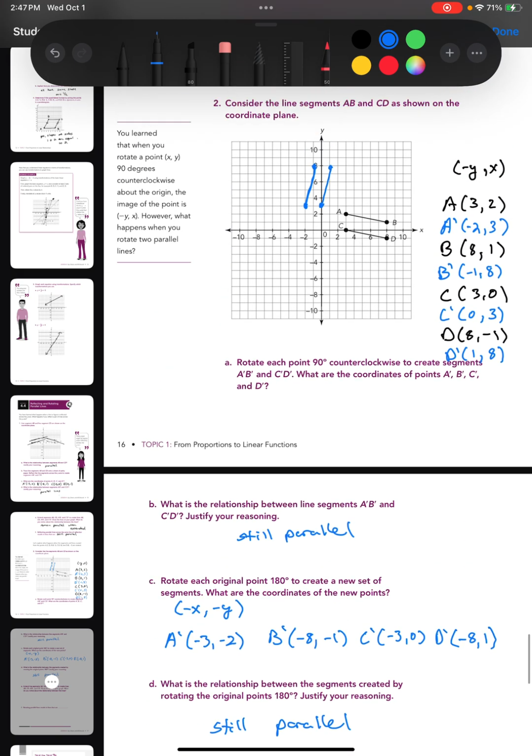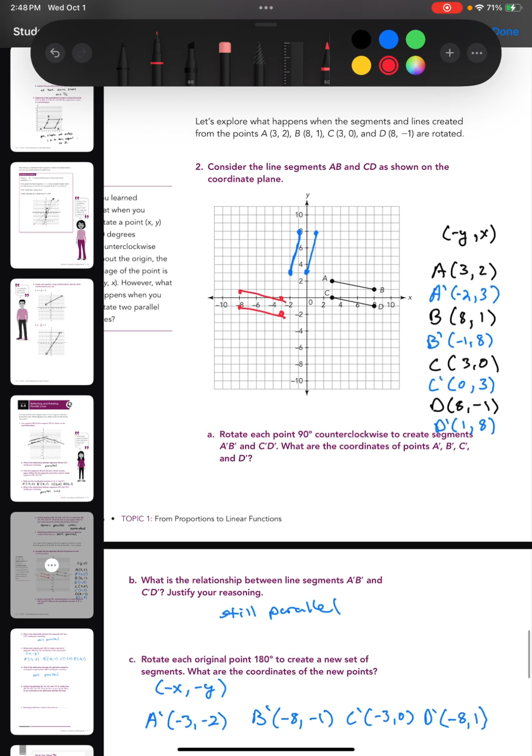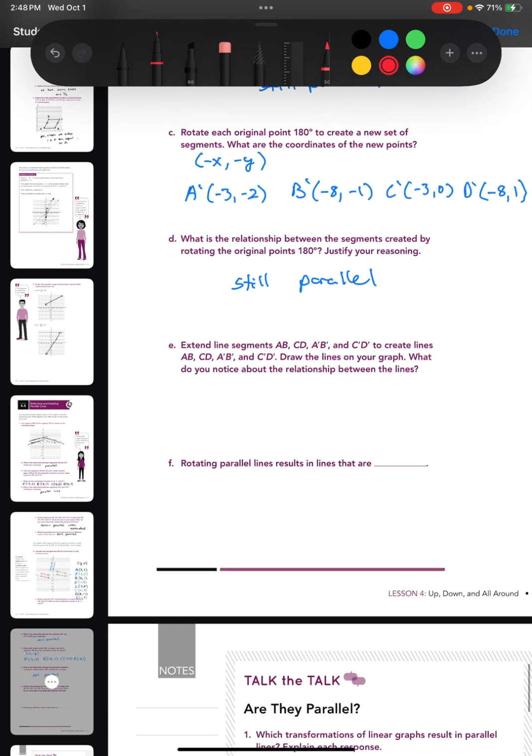I will go graph those just so we can see the difference in those. So those points were negative 3, negative 2, negative 8, negative 1, negative 3, 0, and negative 8, 1. So there we see those two lines. And again, it created parallel lines, even though they rotated 180 degrees.